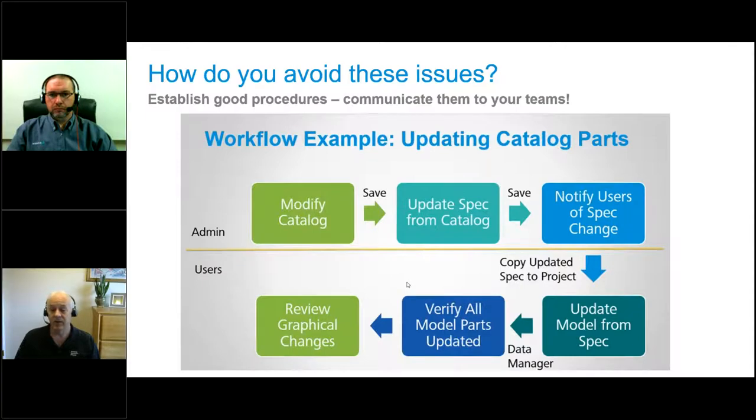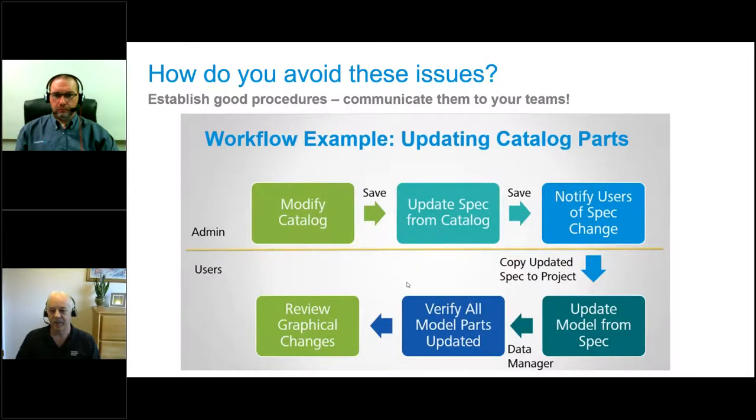Some catalog updates, if you're looking at project-specific specs, will only affect the specs in projects that are active. So you don't need to worry about projects that are archived or done. Those specs are no longer being used, but any active specs out there that need the updates from the catalog should have those applied. Now, getting them applied within the models is the step where the admin would actually notify the users of the spec change. And they can even notify which projects are affected by that spec change. And they might reference in their email a standard procedure that you have with the steps for using the spec update tool within Plant 3D, or the update from spec tool, which I'm going to go over in a bit. But it's good to have good standard procedures here so that even your new users know how to update specs that are changing the project.